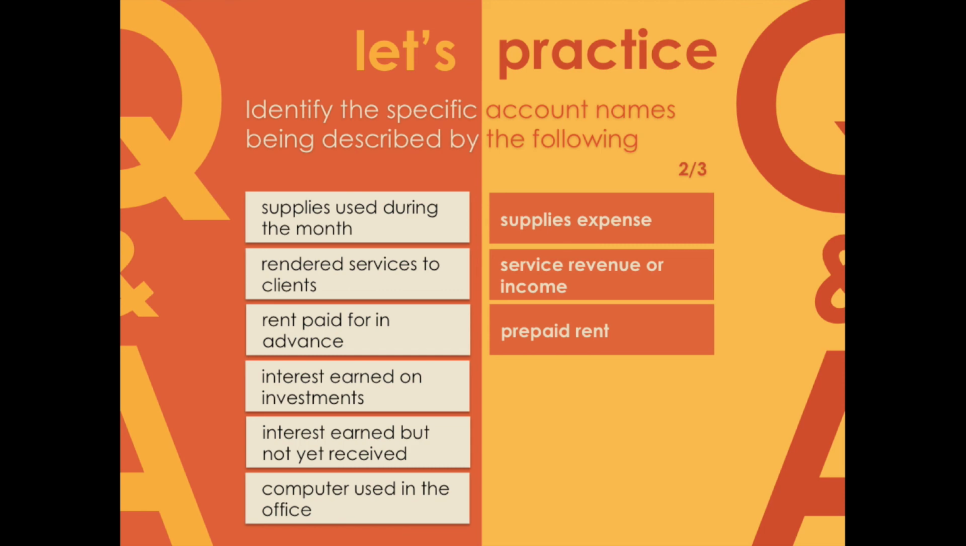We see the word earned, so this indicates that it's an income account. And what type of income? Interest. So the correct answer is interest income.